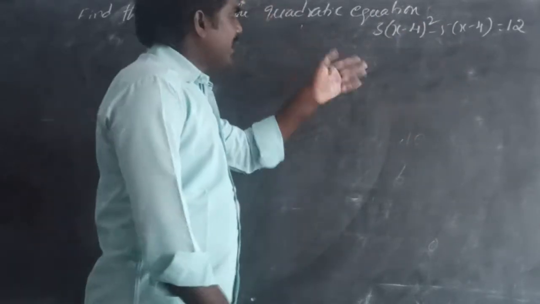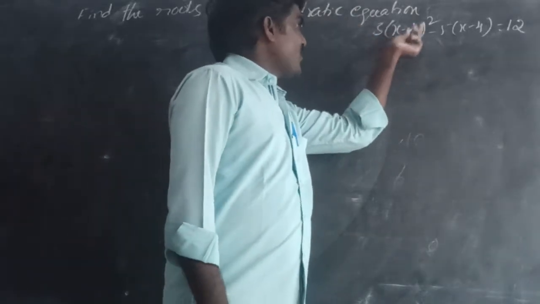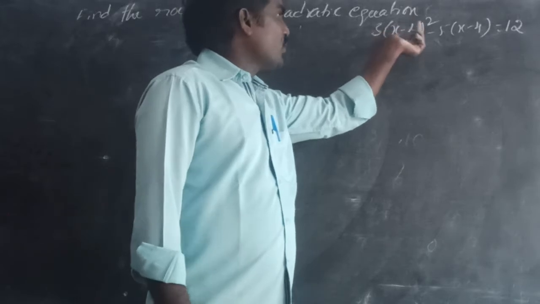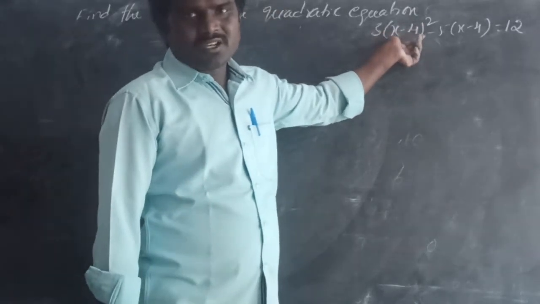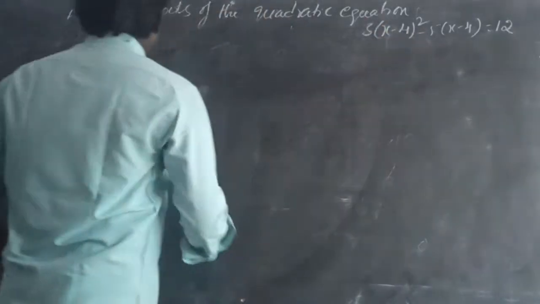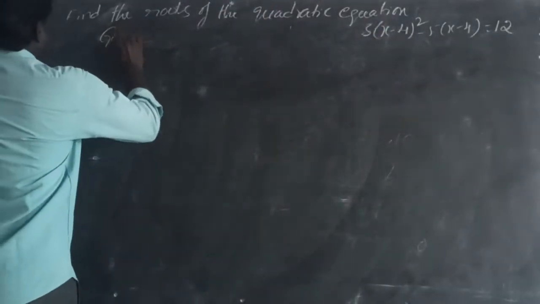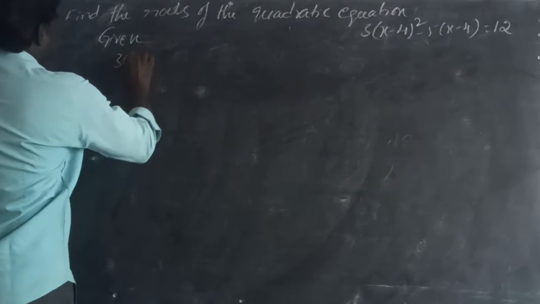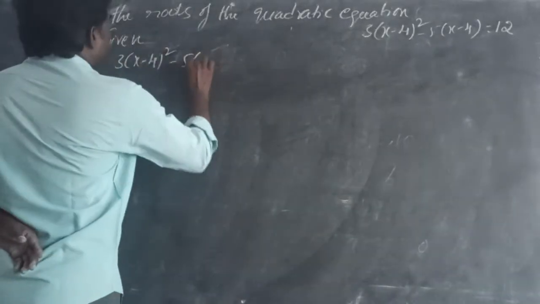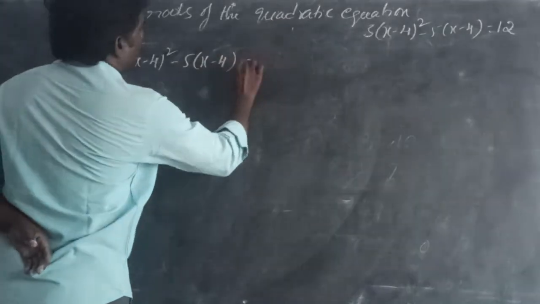Or we can do it another way. Here we have x - 4 and here also x - 4. In the place of x - 4, let us take one variable. After finding the value of the variable, you can find the x value. Okay, so given 3(x - 4)² - 5(x - 4) = 12.